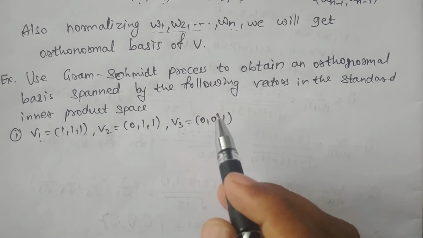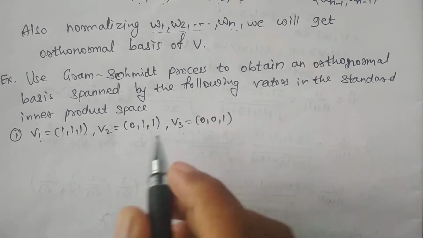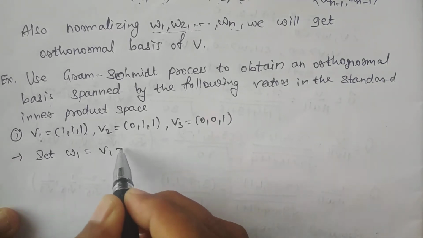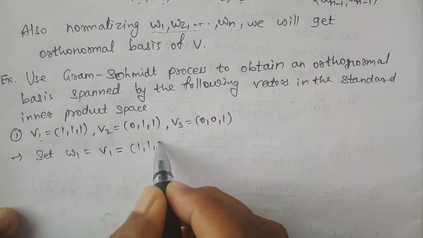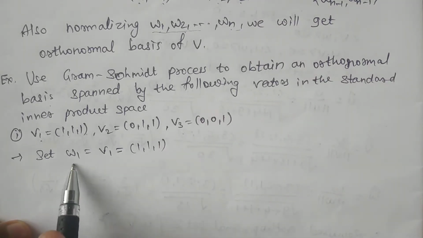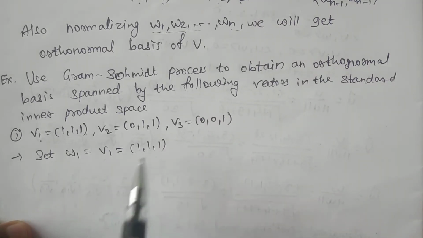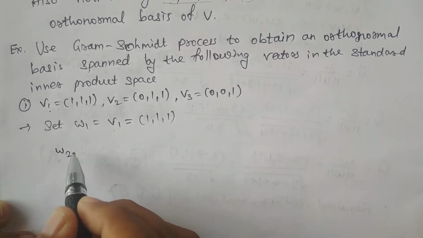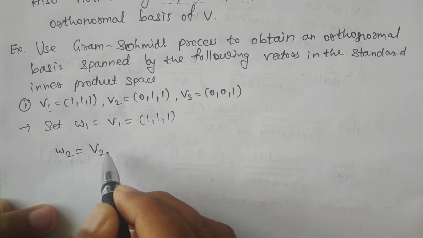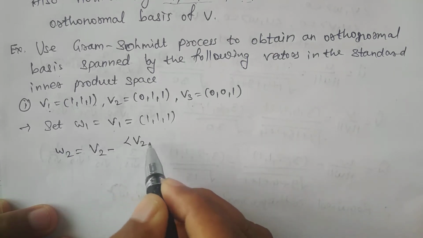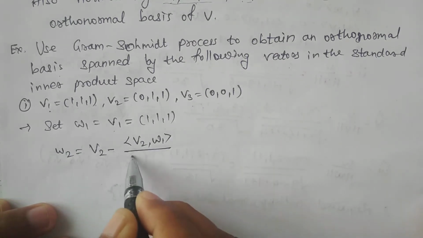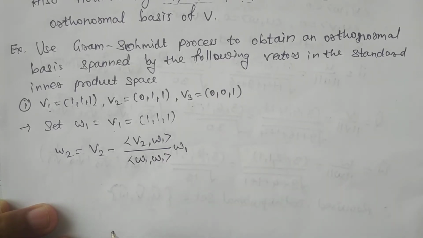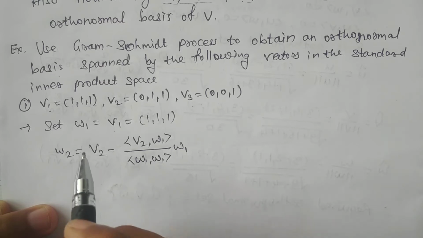First we find the orthogonal basis. For that, start with w1 equals v1. That means w1 is (1, 1, 1). w1 is the same as v1, and v1 is (1, 1, 1), so w1 is also (1, 1, 1). Then what is w2? The formula for w2 is v2 minus the inner product of v2 comma w1 upon the inner product of w1 comma w1, into w1.